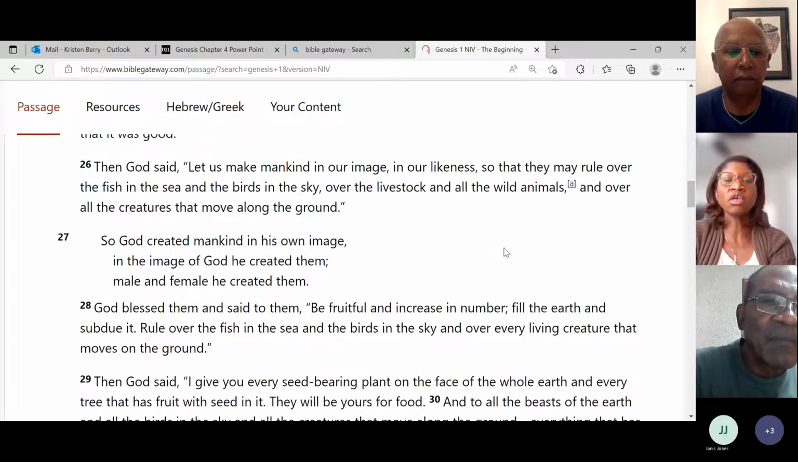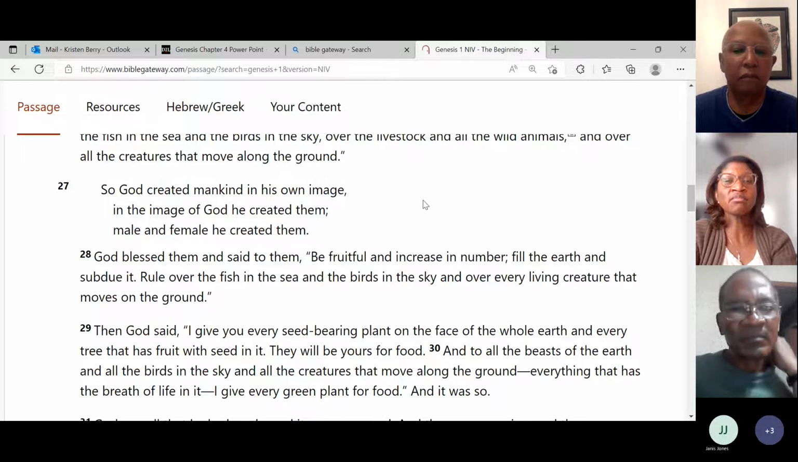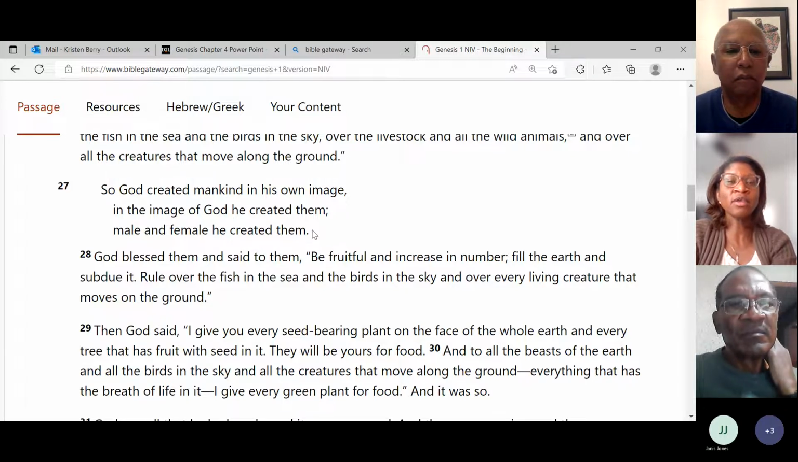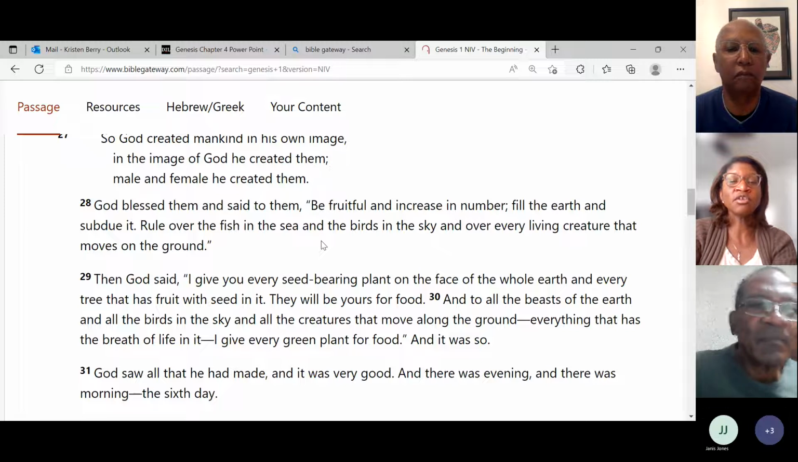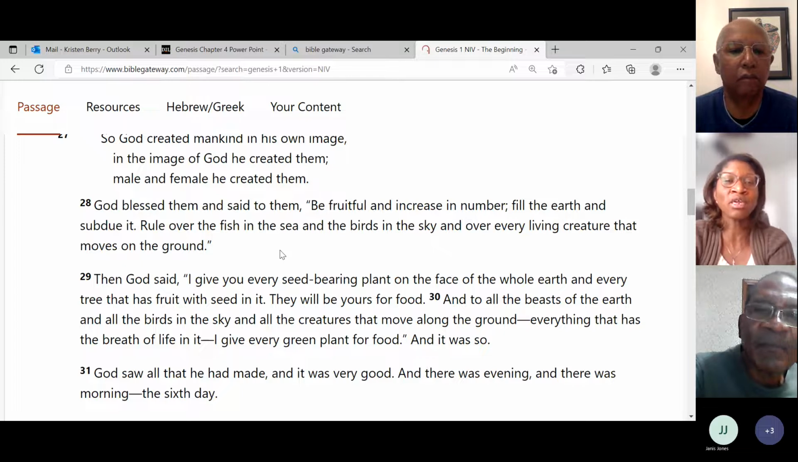Awesome. Okay. We keep moving. So in verse 27, God creates male and female. He created them. I'm just speeding up a little bit. Verse 28, he tells them to be fruitful and multiply. I'll pick up on 29.